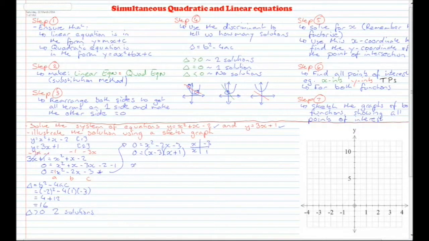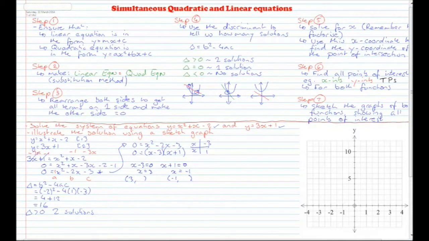So I go x minus 3 is equal to 0 or x plus 1 is equal to 0. Therefore x is equal to 3 or x is equal to negative 1. Excellent. I've now found my x coordinates of the points of intersection, but I still don't know my y. That is, I know that it's intersecting at 3 something and negative 1 something, but I don't know what my y coordinates are. Now how do I find my y coordinates?